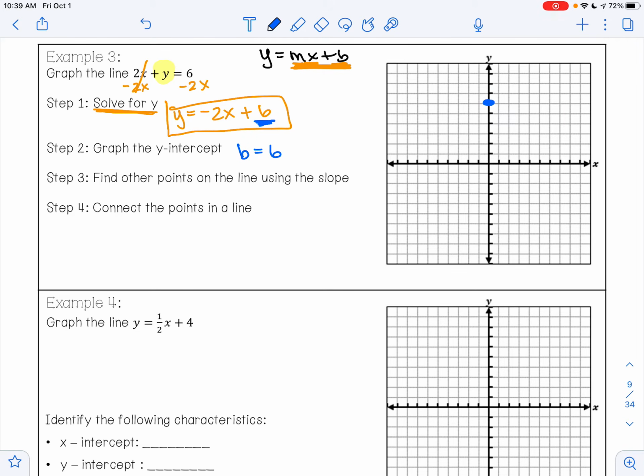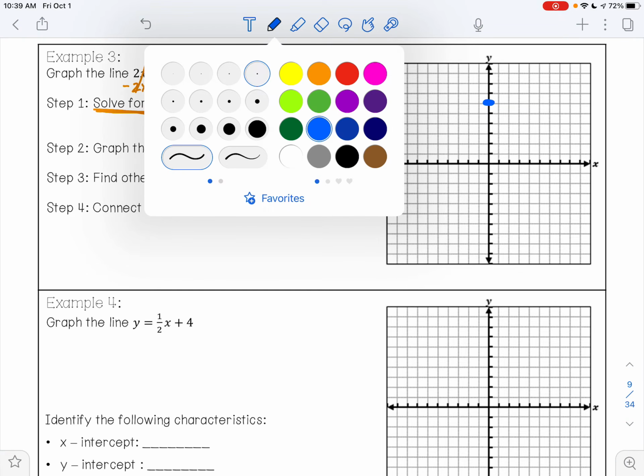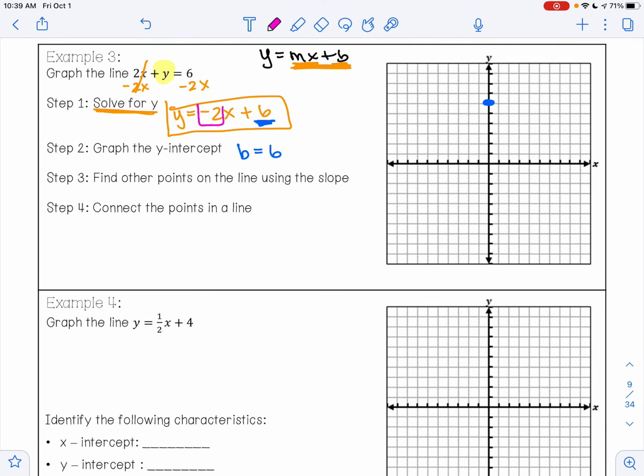Step 3 says find other points on the line using the slope. Well, my slope is negative 2. So that means that I'm going to go down 2 and to the right 1. So down 2, right 1. And I'm going to do that the whole way down my graph. So down 2, right 1. And if you need to, go ahead and pause the video while you're plotting your points. We can also go up 2 and to the left 1.